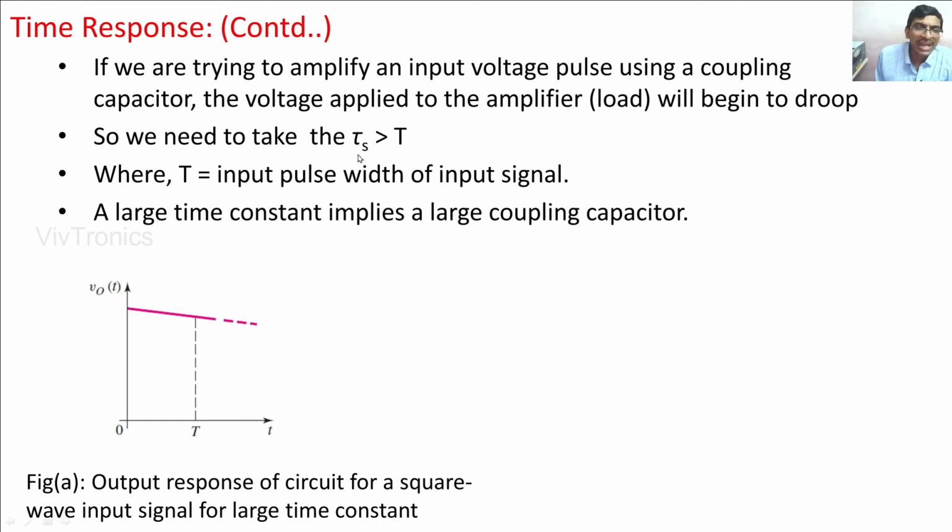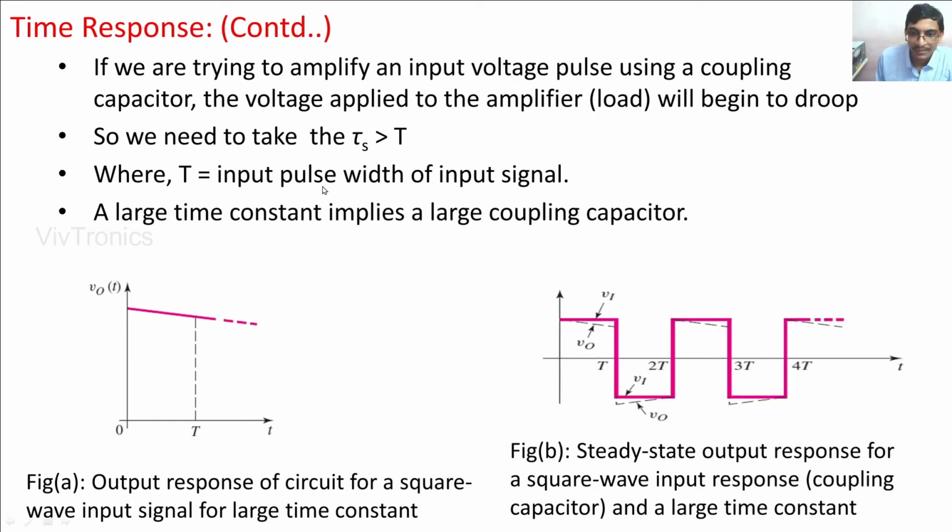Okay, if the time constant is more, then we need to take a larger value of the coupling capacitor. Let us see the steady state output response for a square wave input given to the coupling capacitor which has a large time constant. Here, the pink line is the input signal and the dotted line is the output signal. You can observe that because of the high time constant the wave got tilted.